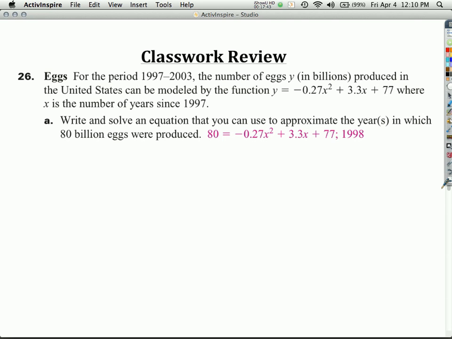So that's a reading issue. Because it says the number of eggs y. And y is expressed in billions, which means you don't have to write the full number, you just write the number of billions. And then part A says, write and solve an equation in which 80 billion eggs were produced. So that's a reading issue, that's not a math issue, if you did not know to put an 80 in place of y. Now, we are here.